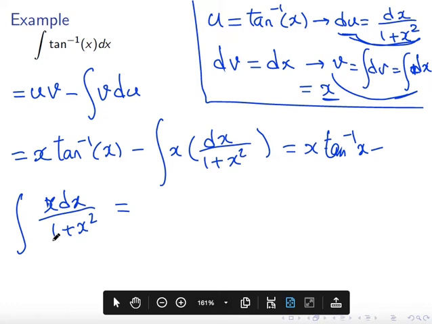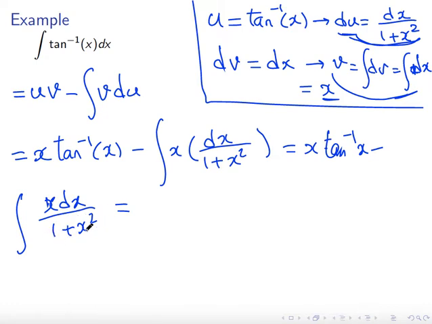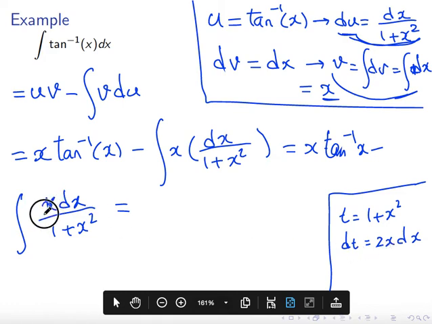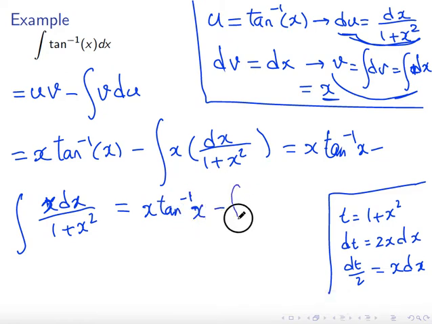Why? Because if you let 1 plus x squared be some letter, for example t, I'm going to write it here. You let t be 1 plus x squared, and then you get dt equals 2x dx. So divide both sides by 2 to generate that x dx in terms of t. So dt over 2 equals x dx, and it means that we have x tangent inverse of x minus the integral of dt over 2 divided by 1 plus x squared, which was t.